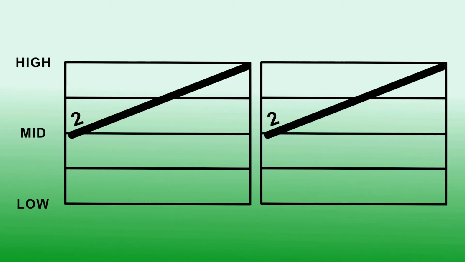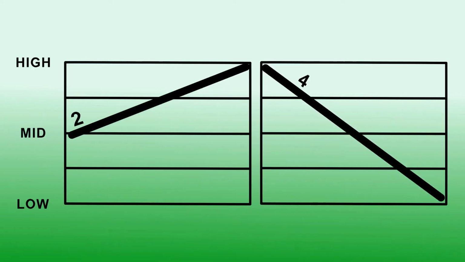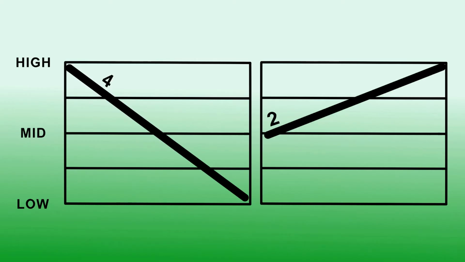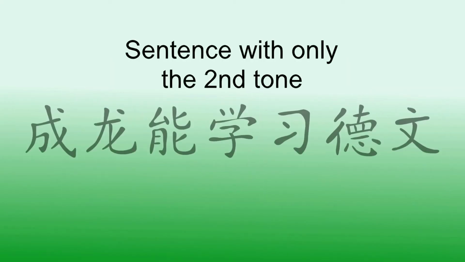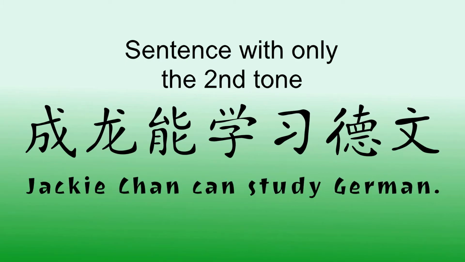完全 国家 如果 活动 欢迎 选择 大学. And here's a sentence using only second tone. 成龙能学习德文. It means Jackie Chan is able to study German. Now here's some practice repeating and imitating the second tone.